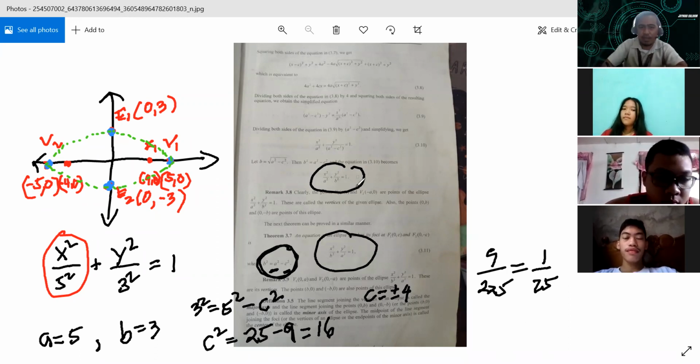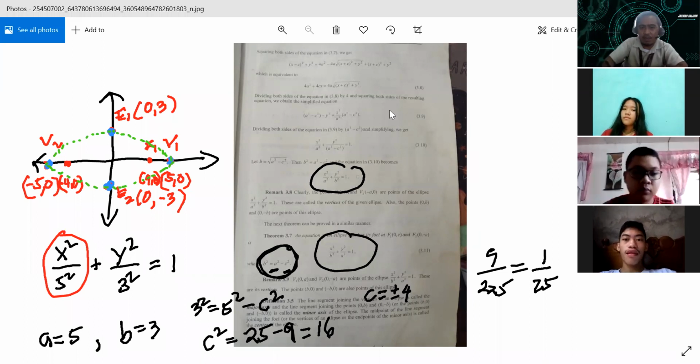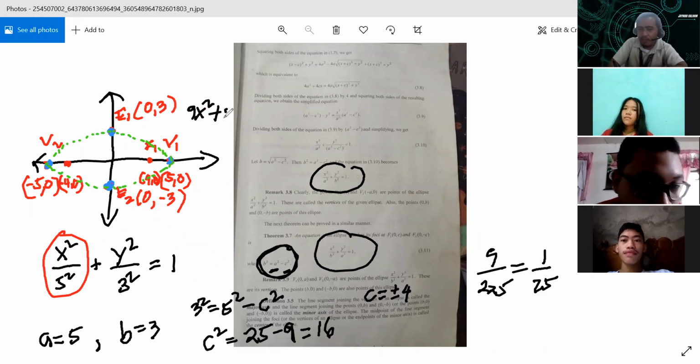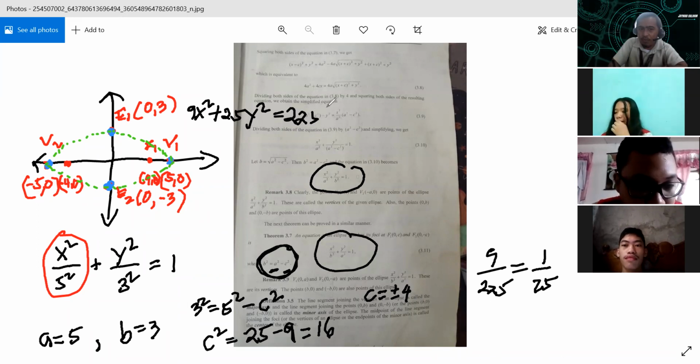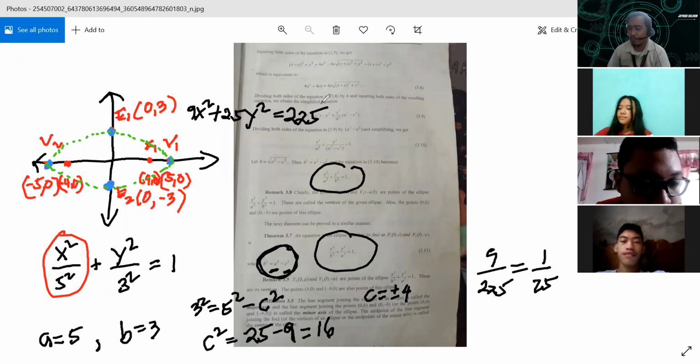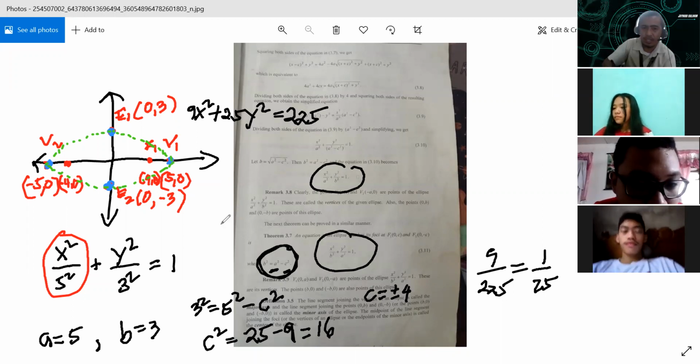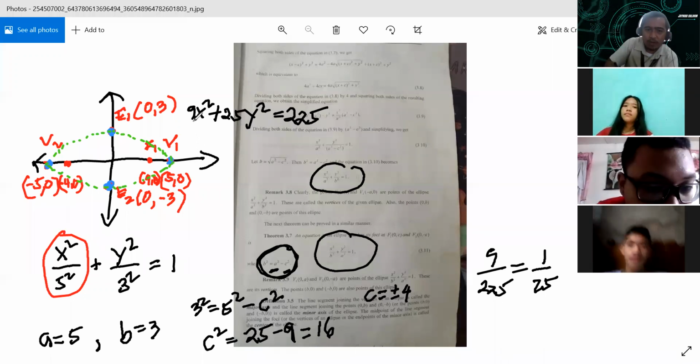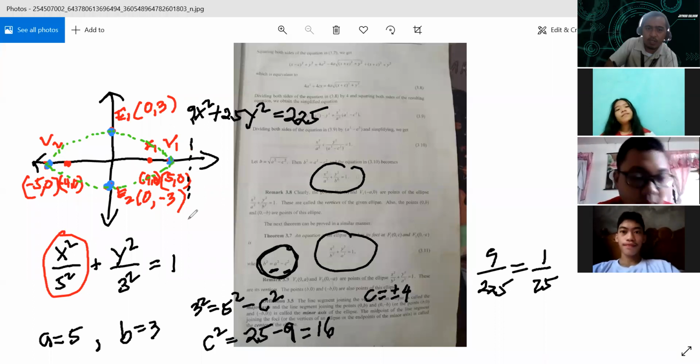So this is what you were given earlier. That is the graph of your ellipse, in green, the graph of 9x squared plus 25y squared equal to 225. Any questions? By the way, we also have a directrix here. I forgot to mention that.